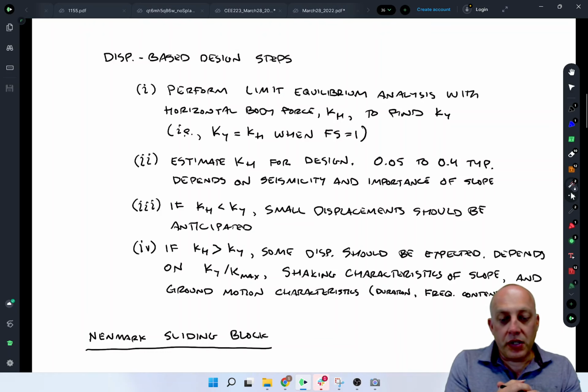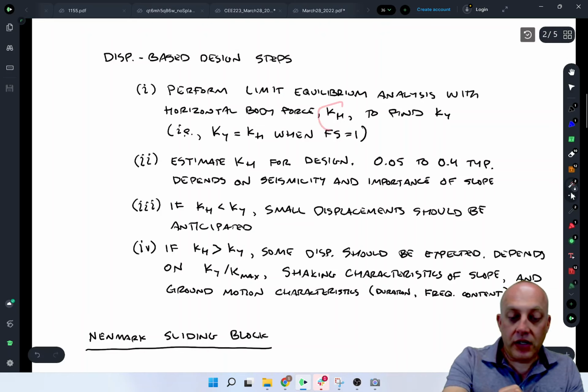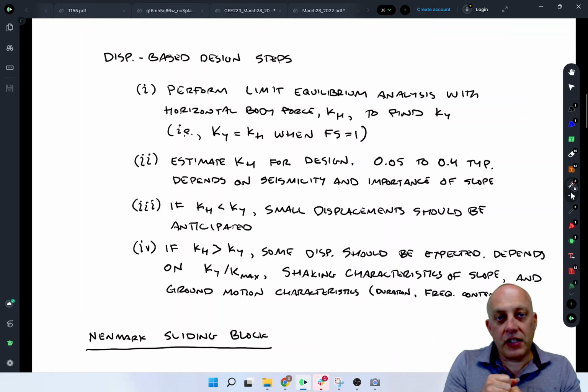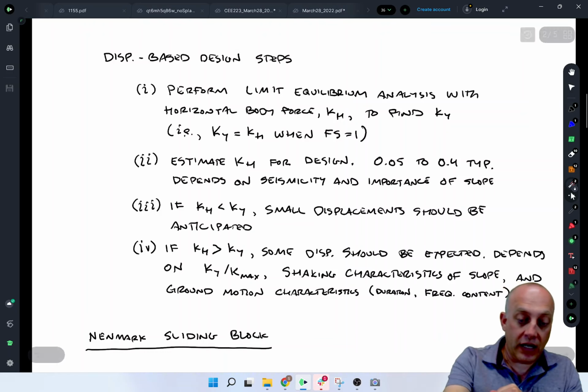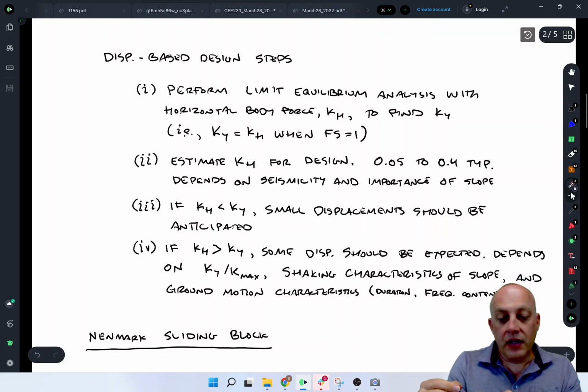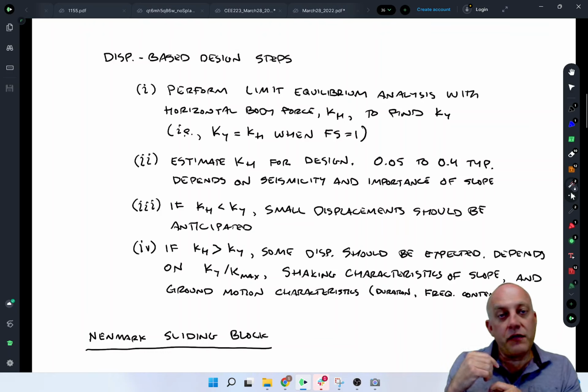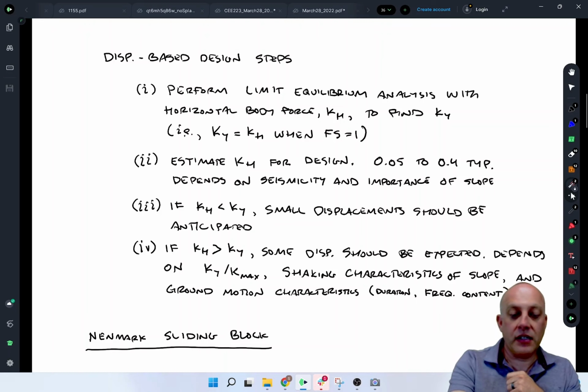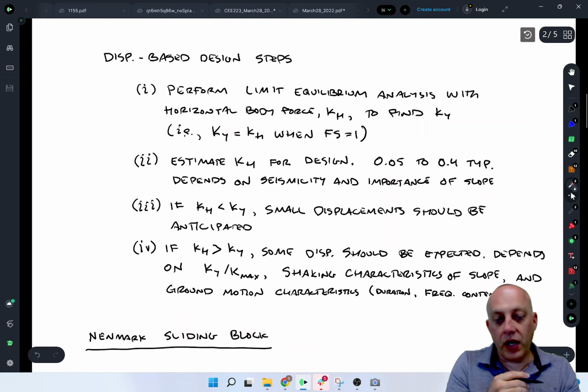Okay, the first step is really the main focus of this class being a slope stability class. The other steps might be more for an earthquake engineering class. But you would first perform a limit equilibrium analysis with some horizontal body force. So you would put in a value of kh and run the analysis, and it will give you a factor of safety. That factor of safety will be smaller than if you have kh equals 0, just for static loading. And then you would iterate on that kh value until you get a factor of safety of 1. That means when the horizontal body force is equal to this value of kh, we have reached a yield condition, so I'm going to call that the yield acceleration or the yield coefficient k sub y.